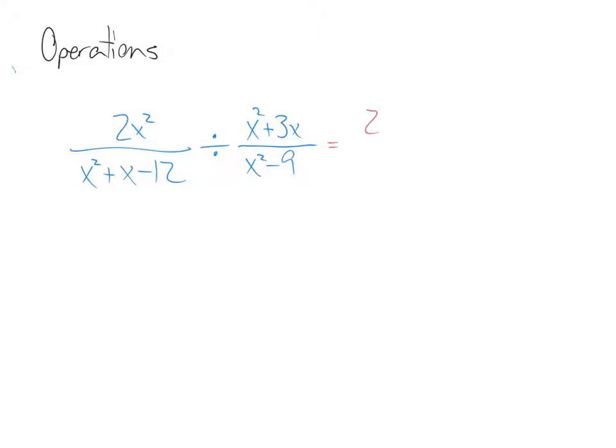So we have 2x squared over x squared plus x minus 12 times x squared minus 9 over x squared plus 3x. At this point, notice that the first numerator is just a monomial, so there's nothing really to do with it yet. But the other three parts are all more than one term, so we need to factor them. Let's take this one step at a time and factor them.